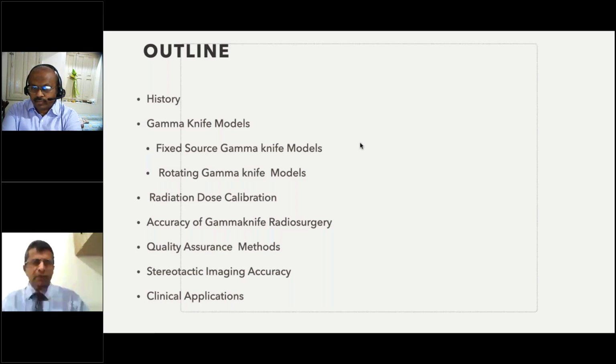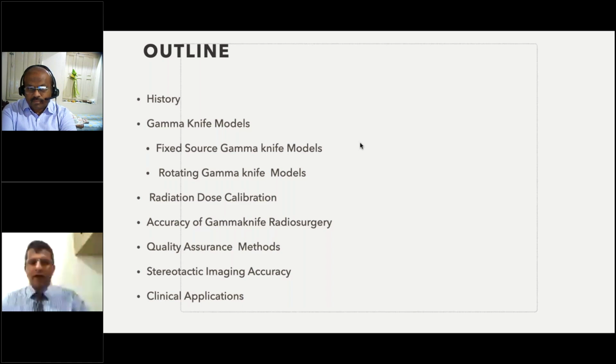So we will be discussing the history, gamma knife models, radiation dose calibration, and accuracy of gamma knife, common quality assurance methods, stereotactic imaging accuracy, and an introduction to the clinical applications.